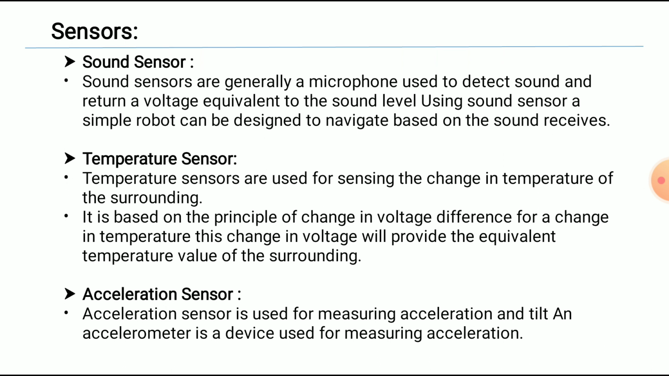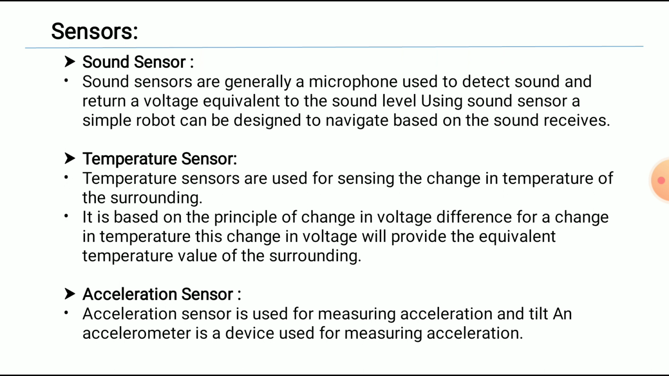Third sensor, sound sensor. Sound sensors are generally a microphone used to detect sound, and it returns a voltage equivalent to the sound level. Means whatever the voltage of the sound is, the same level of sound is sensed by these sensors. Using a sound sensor, a simple robot can be designed to navigate based on sound receivers.